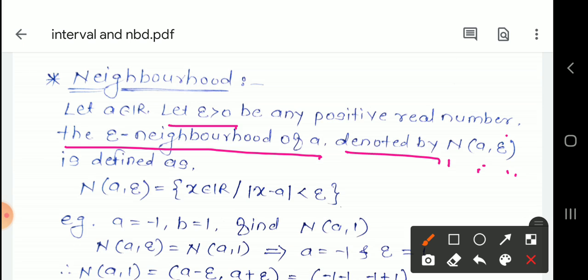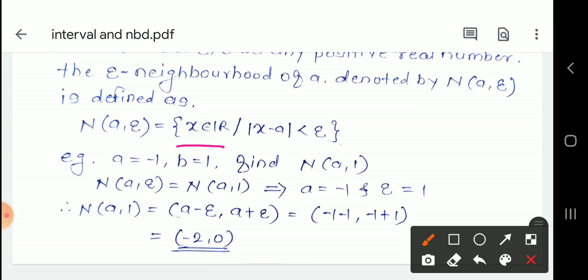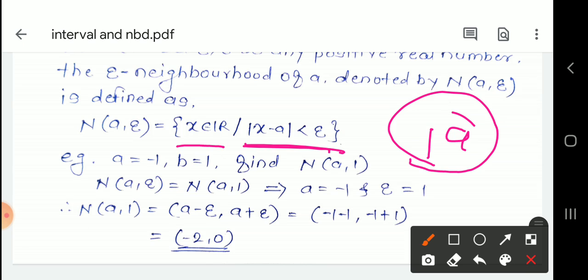That means a is a point on the real line, and epsilon is a very small number. The epsilon neighborhood of a, N(a, epsilon), is defined as N(a, epsilon) equal to the set of x belonging to R such that modulus of x minus a is less than epsilon. Okay, that means the epsilon neighborhood: a is the center and epsilon is the radius, and if we take a circle with that radius, all the elements in the interior part of the circle lie in the neighborhood of that a. Modulus of x minus a is less than epsilon.